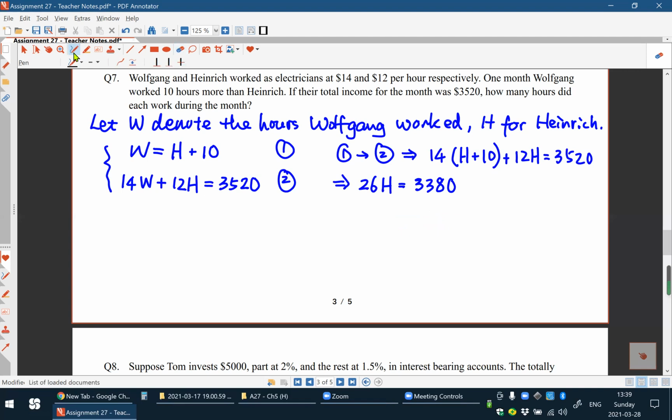So now we can solve H. H is 3380 over 26, which is 130 hours. Let's call this equation 3. Then we can put 3 back into equation 1 to get the value of W. W is H plus 10, which is 140. Unit is hours, right?